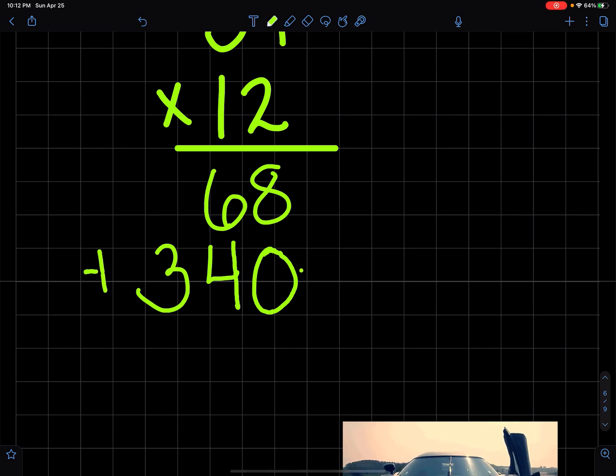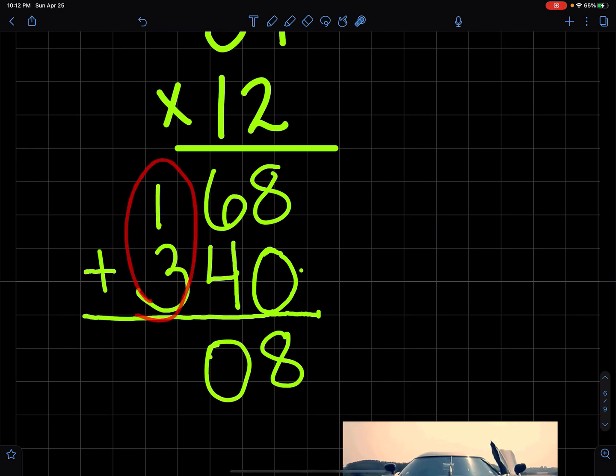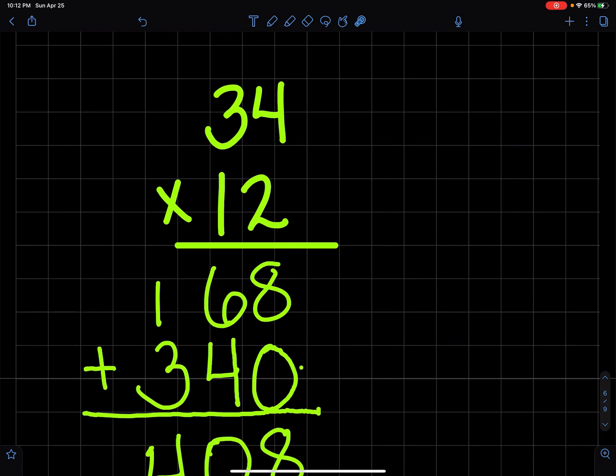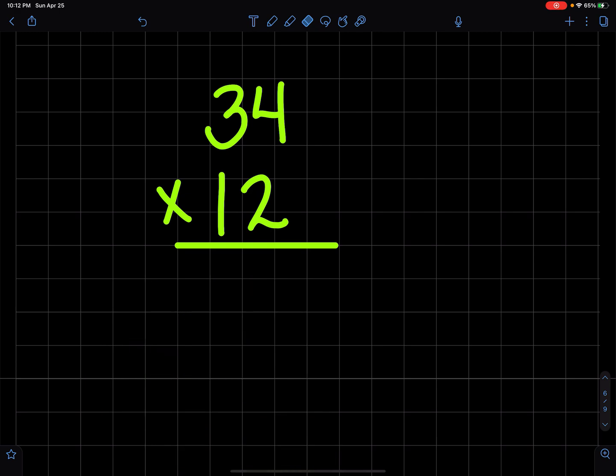So the last step is to add them together. So I'm going to do just addition now. 8 plus 0 is 8. 6 plus 4 is 10. And then 1 plus 3 is 4. And check it out. I got the same answer as before. I just wrote it in a little bit different way. Okay, now turn the page because they show you another way to do this. And I'll just go through the other way really quickly just to make sure that you understand it.